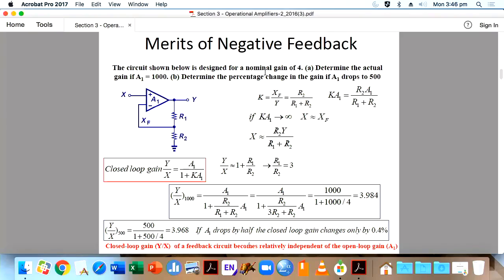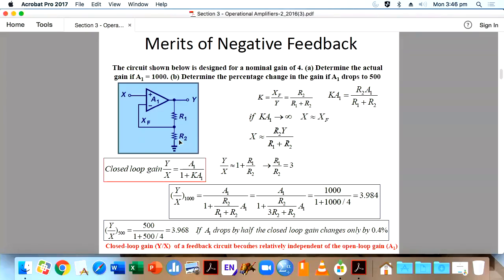Then maybe we will start from gain desensitization. What do you mean by gain desensitization? Which we already discussed. See, the circuit below is designed for a nominal gain of 4. So 4 means it is a closed loop gain. See, this is a circuit. Determine the actual gain if A0 is equal to 1000, that is called the open loop gain. Then the question is, determine the percentage change in the gain if A0 drops to 500.